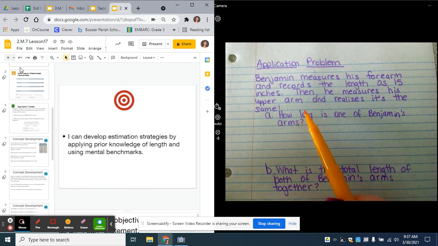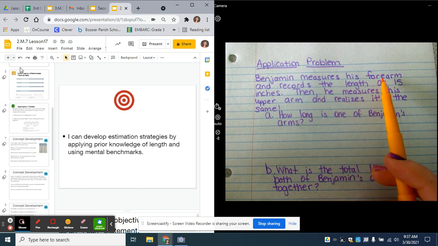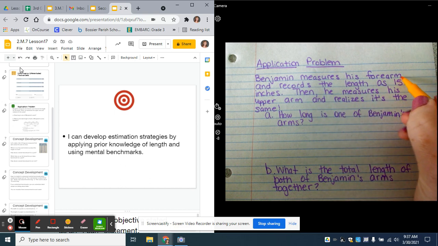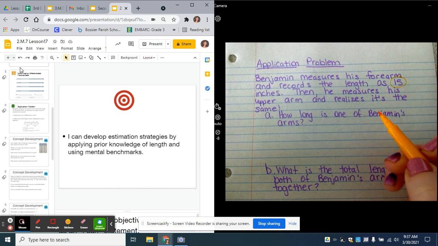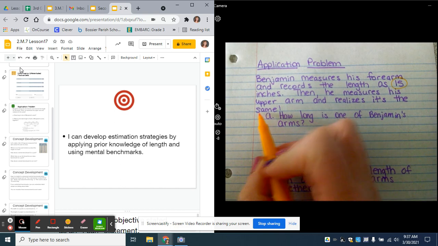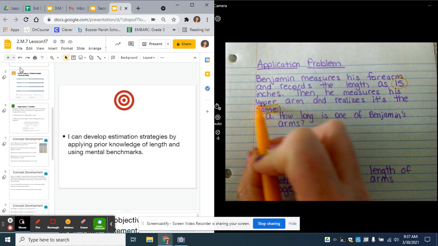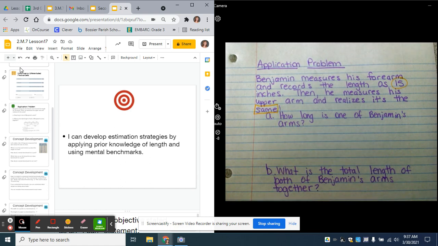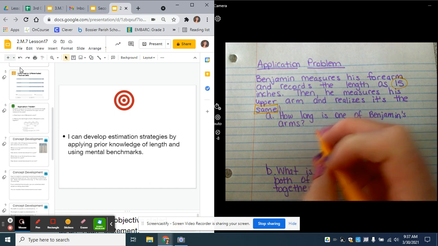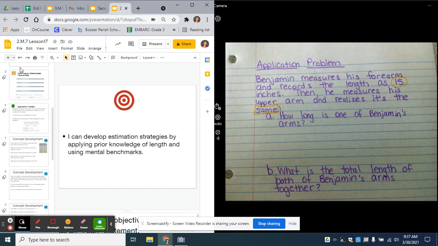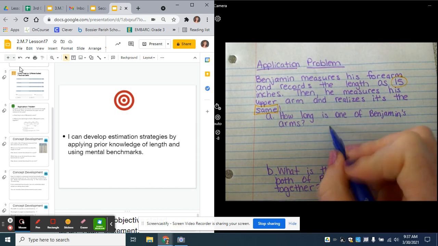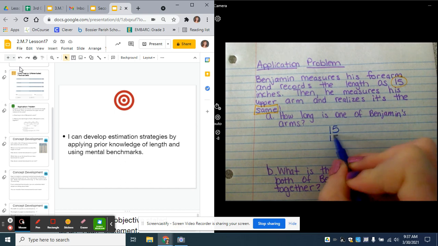Well, his forearm is 15 and his upper arm is the same. When you see that word same, that means it is the same measurement as before. So you just simply add, let me change colors, 15 and 15 again.